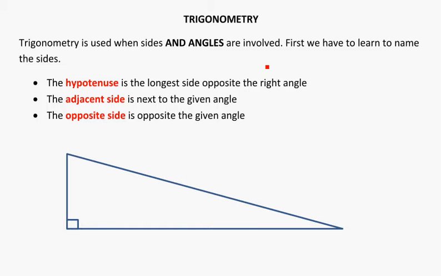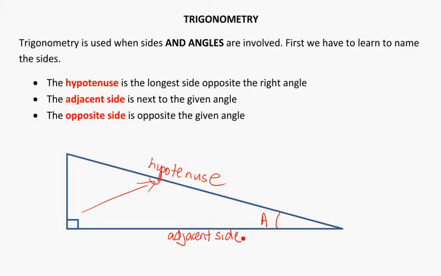The hypotenuse is the longest side opposite the right angle. So this side is the hypotenuse, and you can see it's directly opposite the right angle. The adjacent side is next to the given angle. Now we haven't got a given angle here, so let's say we're given this angle, we'll call it A, and in this case the adjacent side is next to it. So this is the adjacent side here. Now if we were looking at this angle, the adjacent side would be different.